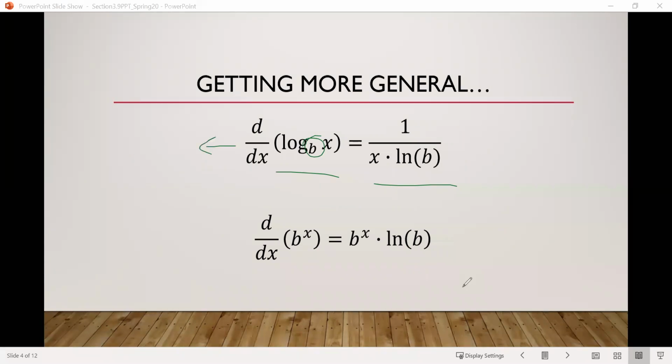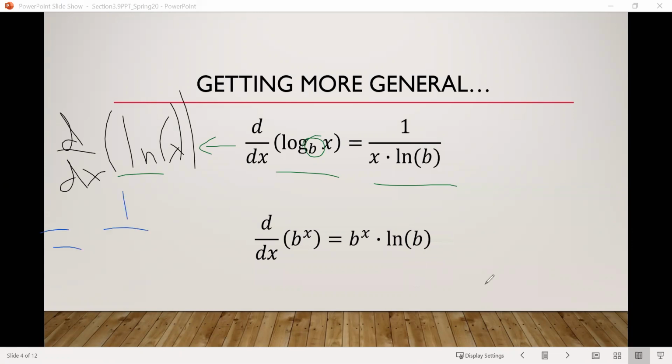Let's look at how this relates to the derivative for ln. So if we're doing the derivative with respect to x of ln of x, notice with ln, the base is e, right? So what that tells us from this formula is that this is going to become 1 over x times ln of e. But what does ln of e equal? Remember, that's just 1, so this just becomes 1 over x. So the derivative of ln is special in that way.